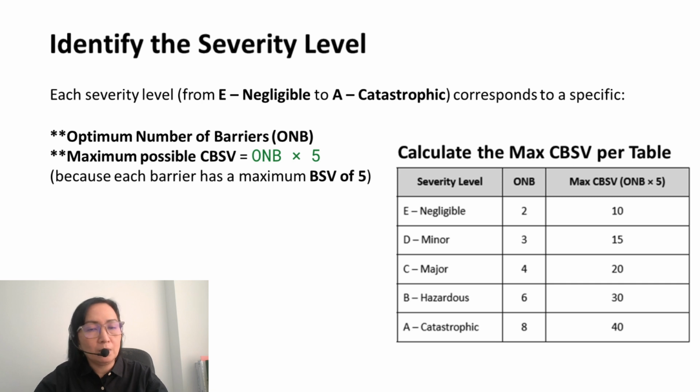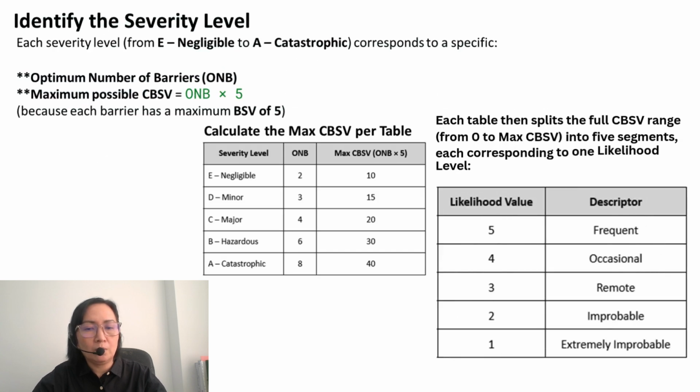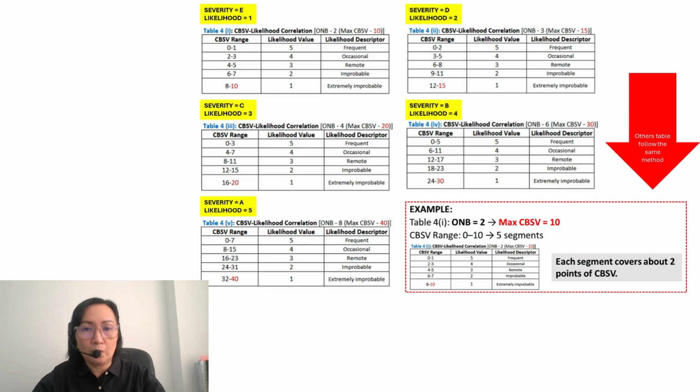Second, divide max CBSV into 5 equal bands. Each table then splits the full CBSV range from 0 to max CBSV into 5 segments, each corresponding to one likelihood level here. Allocate CBSV ranges to each likelihood level as given by tables 4I to 4V. Example, table 4I: ONB equals 2 and max CBSV equals 10.